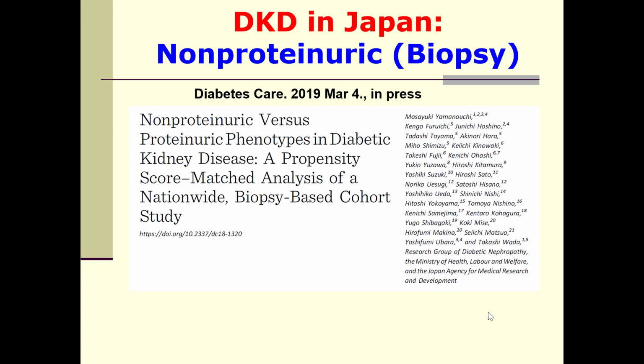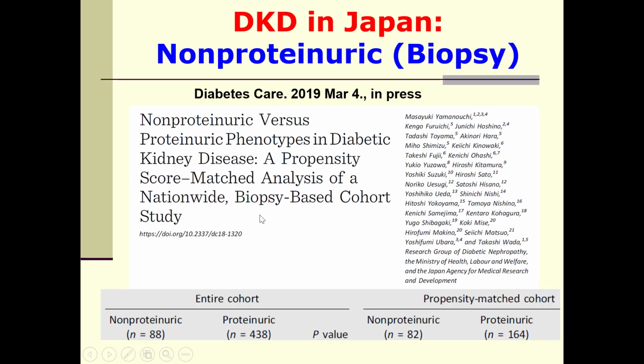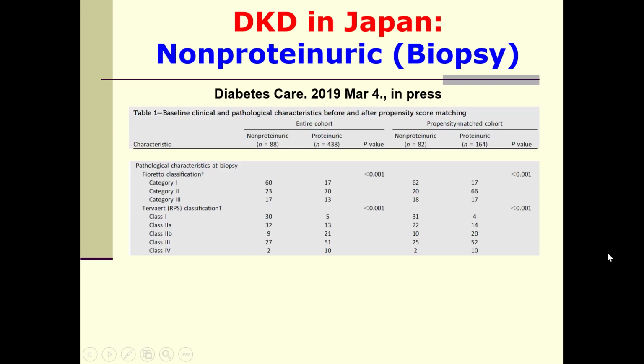This is the largest series published to date, from Japan, showing non-proteinuric versus proteinuric phenotypes in diabetic kidney disease, with a propensity score matched analysis of a nationwide biopsy-based cohort study. This is the number of patients for the entire cohort and for the propensity matched cohort. The key message is, even in non-proteinuric patients there is pathology, but the biopsy shows less intensity of the pathology in non-proteinuric in comparison to proteinuric diabetic kidney disease.